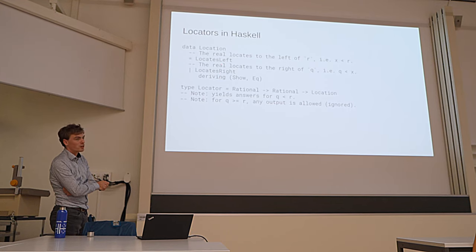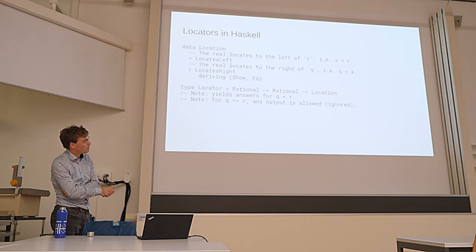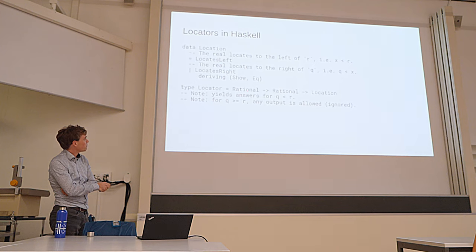And here, you can argue about left and right, what makes more sense to call what. This is kind of the same issue as, is the charge on an electron positive or negative? I might very well be making a mistake here. Anyway, this is the convention that I chose. If I say locates left, it means that X was less than the R that we gave as an input. And so the type of locators is simply functions that accept two rationals as input and output a location.